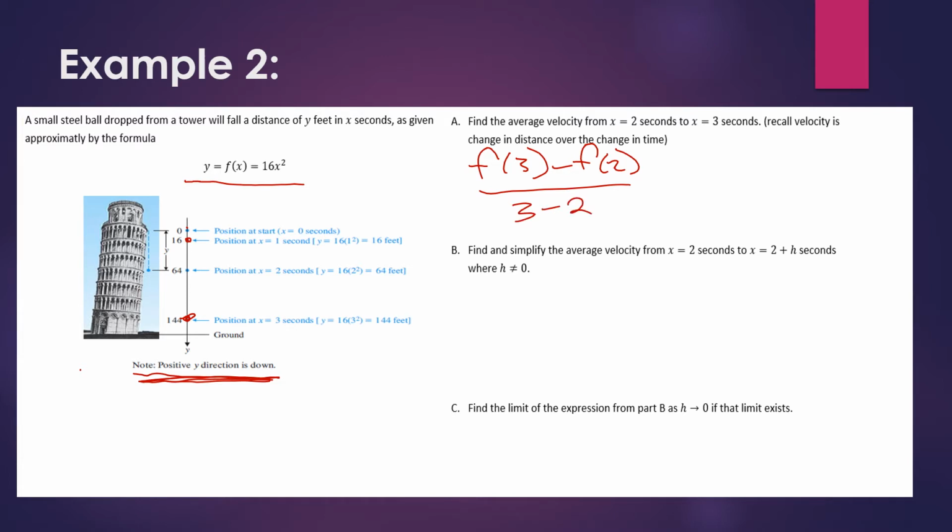So f of 3 is 144. We can get that from right here, 3 seconds, minus 64, that was 2 seconds. And the change in time is 1. So 144 minus 64, I believe that's 80, over 1 is 80. So the average velocity is going to be 80 feet per second.